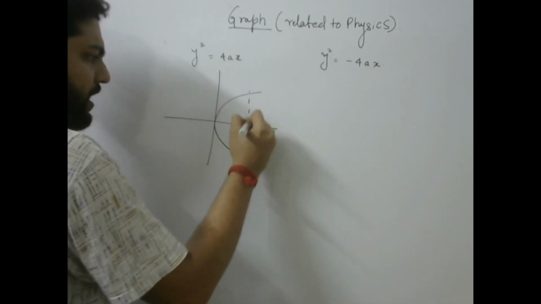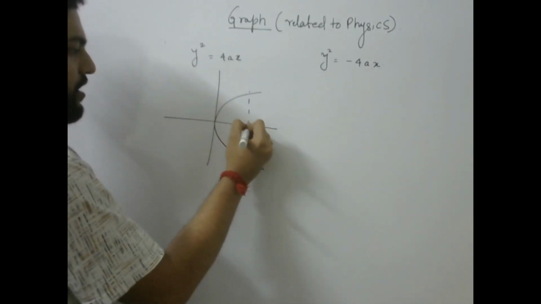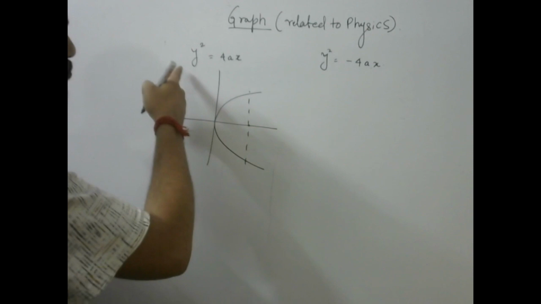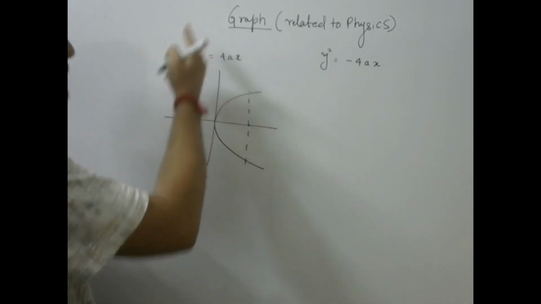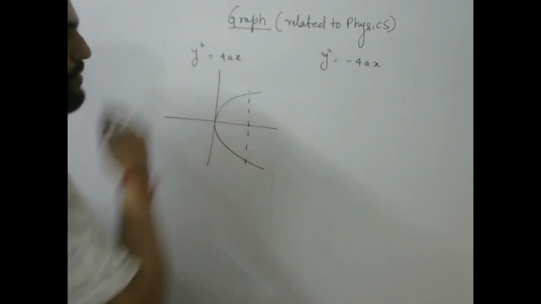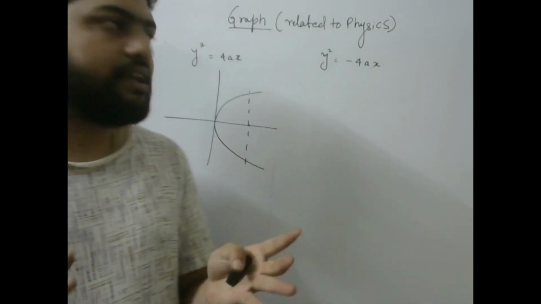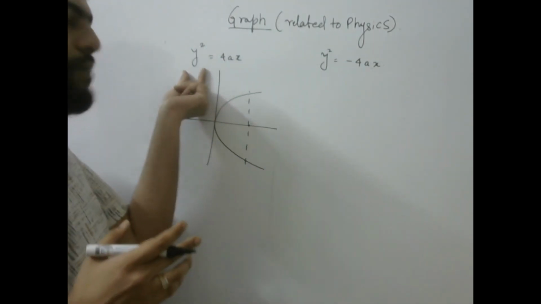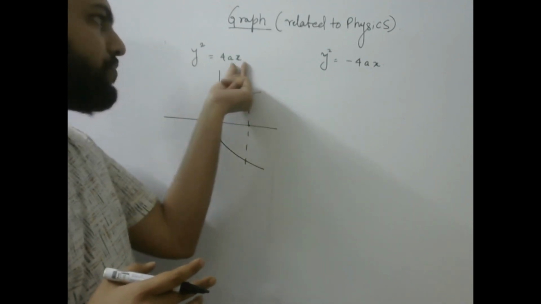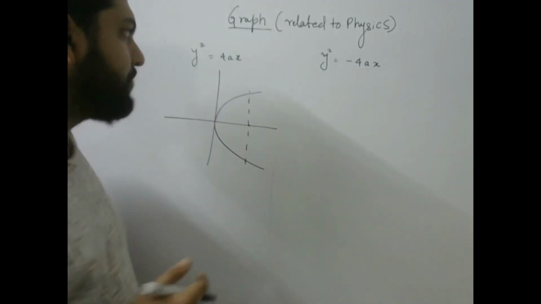Two values of y will produce a single x. Plus y will give you the same equation, minus y will give you the same equation, because once we square it up, the minus will vanish. So this plus or minus y will give you a single value of x.